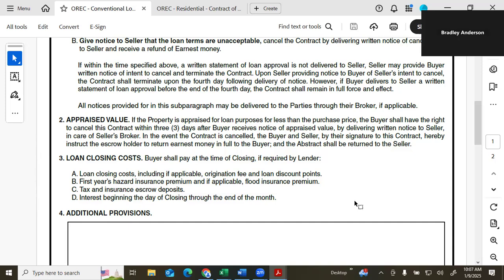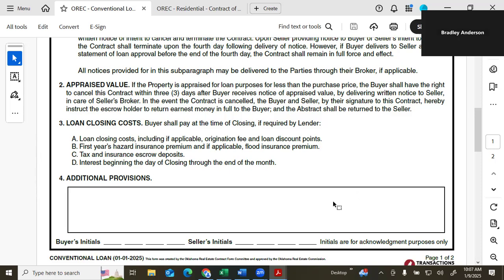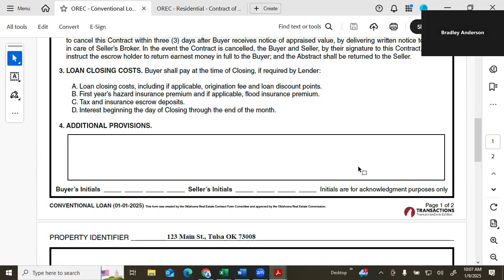Okay. Then it says loan closing costs. Buyer shall pay at time of closing, if required by the lender, loan closing costs, including, if applicable, origination fee, loan discount points, first year's homeowners insurance, if applicable, flood insurance premium, tax and insurance escrow deposits, interest beginning the day of closing through the end of the month. So these are all of your buyer's closing costs. And this just puts in writing that the buyer is going to pay this at the time of closing versus before. And then there's a box to put in any additional provisions.